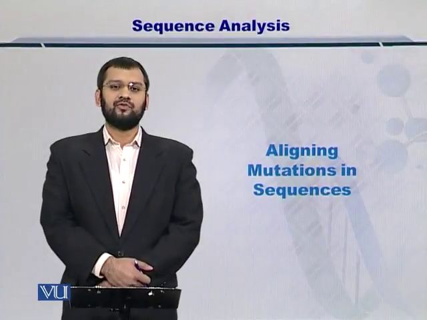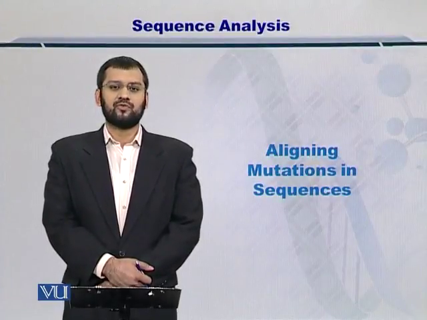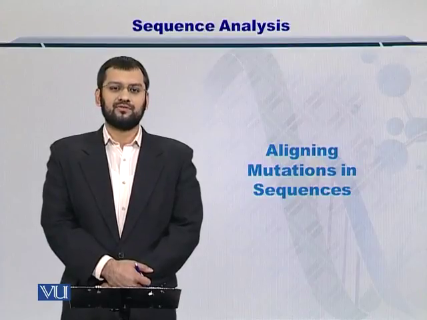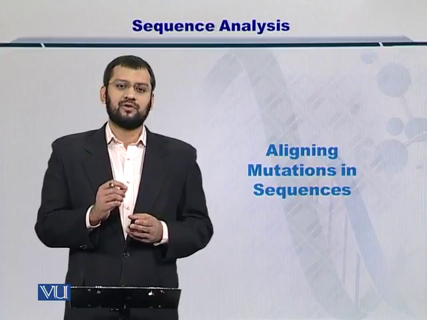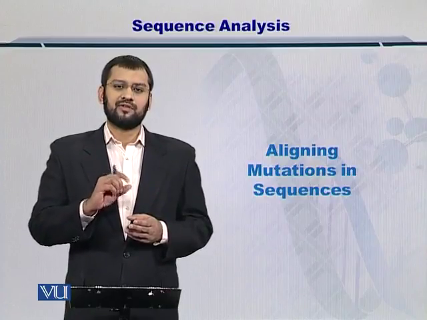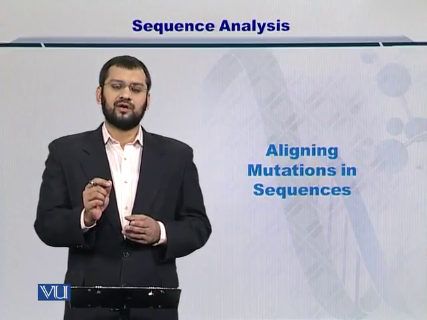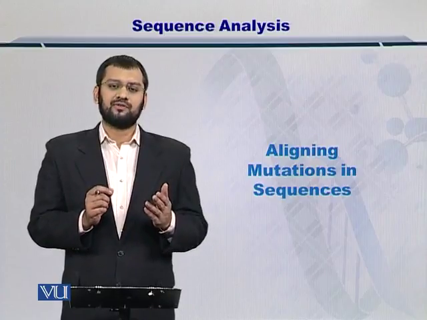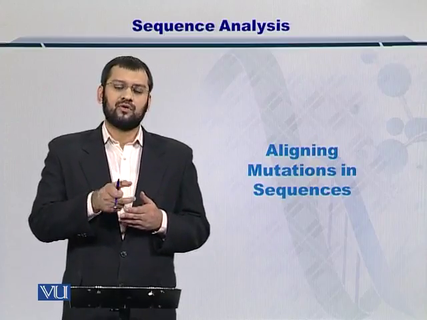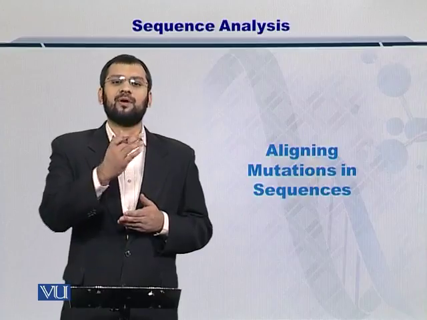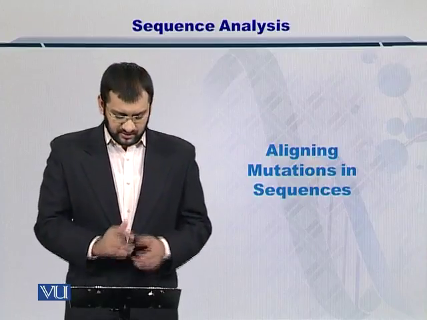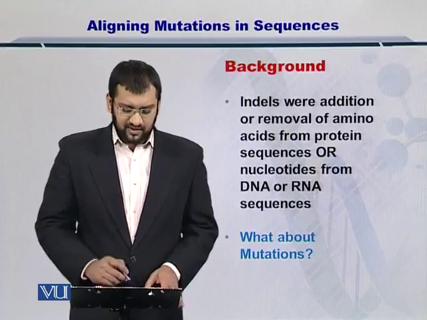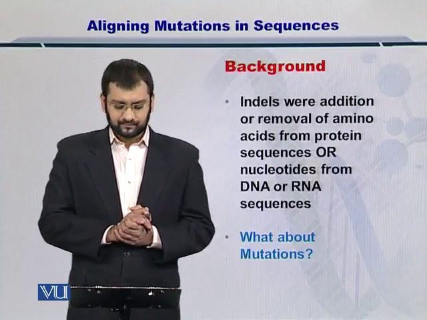Dear students, as you already know, there are three sources of variations in biological sequences. The first one is the insertion of a nucleotide or amino acid. The second is the deletion of a nucleotide or amino acid. And the third case is the substitution of an amino acid or nucleotide with some other amino acid or nucleotide. Such substitution is called mutation, and we're going to discuss this in this module.